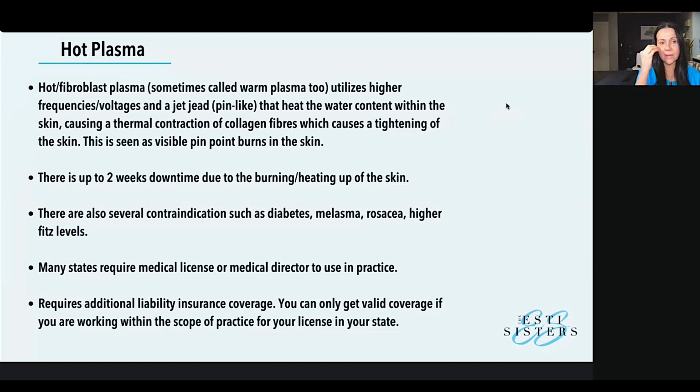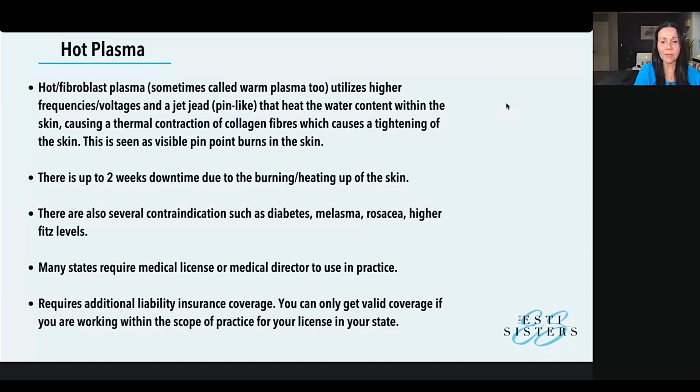And you also see that as the visible burn parts in the skin, where it's then triggering new collagen to be stimulated. However, there's a lot of downtime and a lot of contraindications with that. And a lot of us in many states cannot even do that type of work. We can't work with fibroblasts or hot plasma, unless you're working either in a med spa or with a medical director, for example.